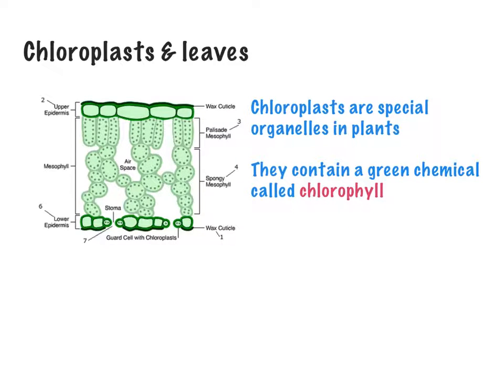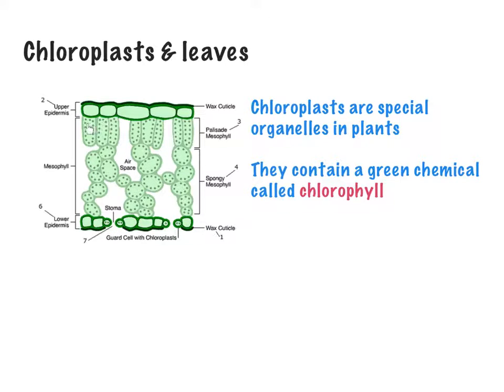Now, where does all this happen? It happens in the leaves of plants, and it's a stuff called chlorophyll. And chlorophyll is really, really super important. That green chemical is super important. Of course, it starts the whole process off.